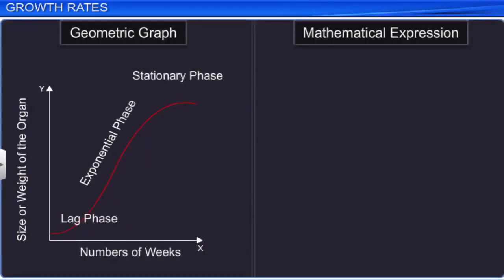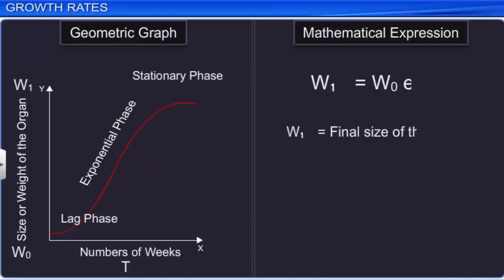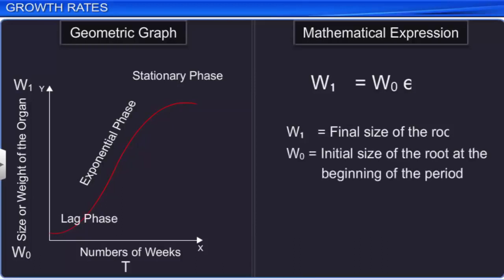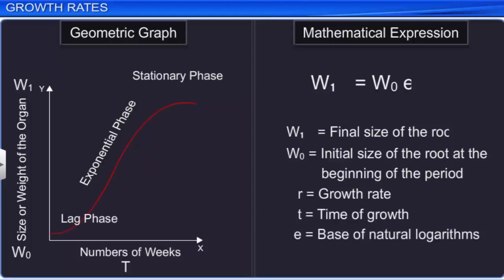Geometric growth can also be expressed mathematically as W1 equals W0 e raised to RT, where W1 equals final size of the root, W0 equals initial size of the root at the beginning of the period, R equals relative growth rate, T equals time of growth, and E equals base of natural logarithms.